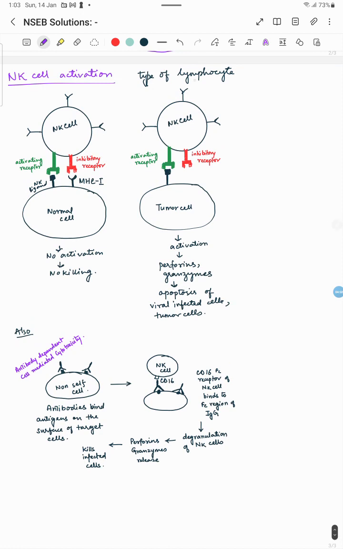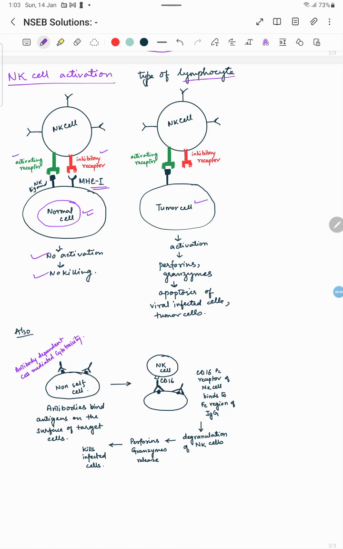NK cell is what? It is actually a type of lymphocyte. So let us see, this is a diagrammatic representation. This NK cell has an inhibitory receptor and an activating receptor. In normal cells, we have this MHC1. MHC1 is expressed in almost all the nucleated cells except RBCs. This MHC1 gives an inhibitory signal to the NK cells. It binds with the inhibitory receptor and there is no activation and no killing.